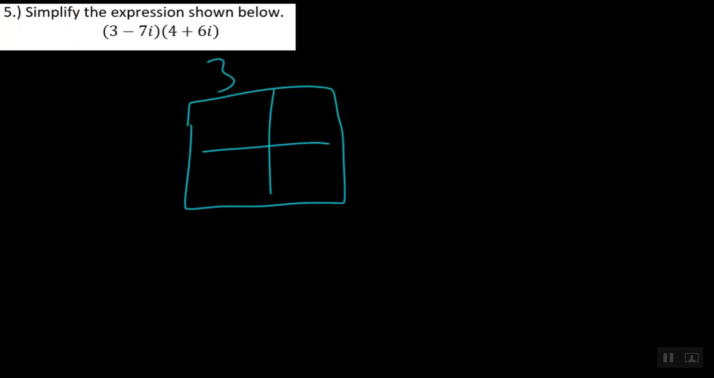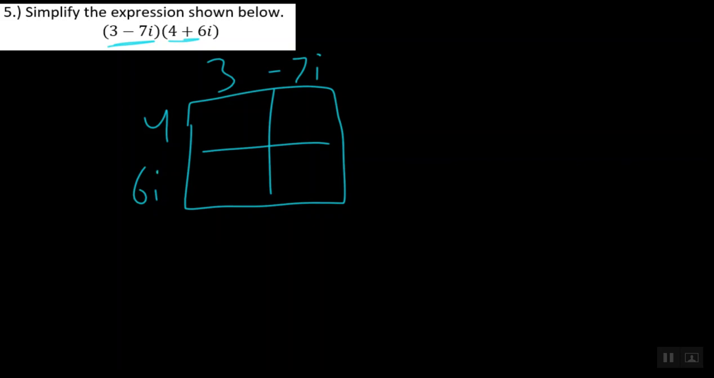Okay, in example number 5, we want to simplify the expression below. So, let's go ahead and use our box method. We'll do 3 minus 7i. By the way, why are we using our box method? Well, I like to use it when I have two binomials. All right, so two sets of parentheses with two things or more inside them, and our 4 and our 6i.